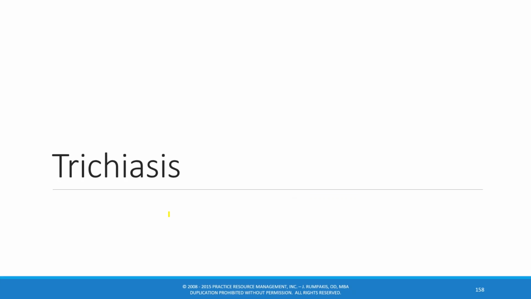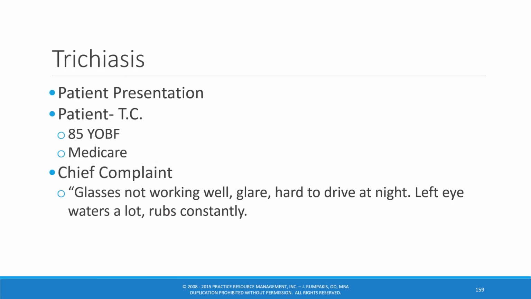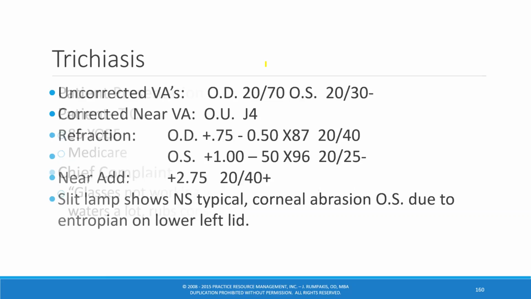Let me see if I can get down here to trichiasis, and this will be our last case, and we'll finish things up. I've got an 85-year-old black female that comes in that has Medicare. Complaints are my glasses aren't working very well, glare, hard to drive at night. My left eye waters a lot. I rub it constantly. So in this particular situation, she's got really some nuclear sclerosis that's going on, primarily in the right eye that's causing the decreased vision.